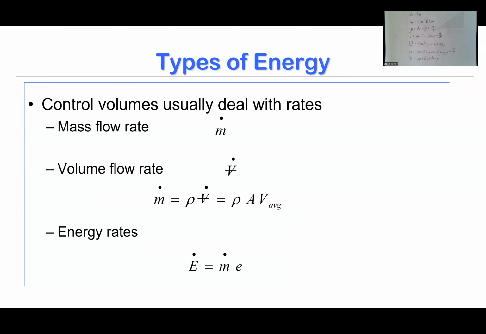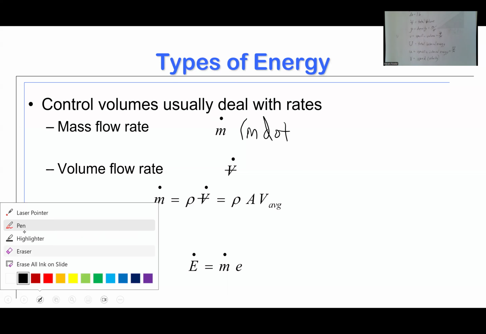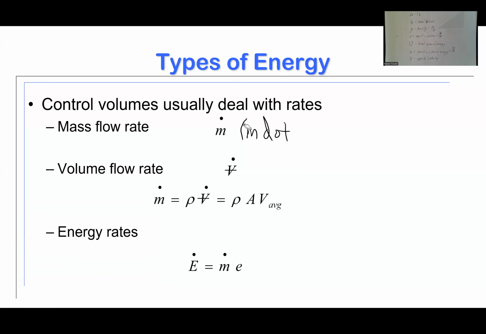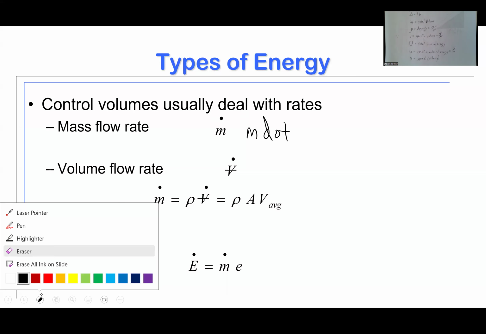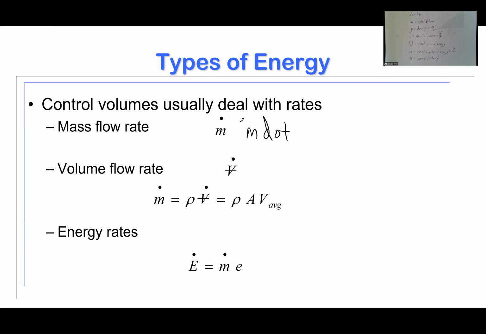Now, something else we need to introduce here is this idea of the dot above a variable. M dot, that's M with a dot above it. I should put quotations there. And I'm going to do that while I talk a little bit. So M dot represents the mass flow rate. That represents the mass per unit time. M dot is equal to mass per unit time.